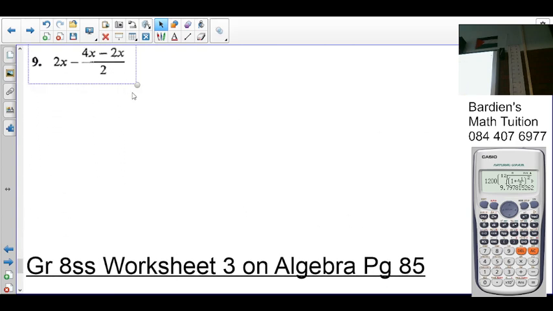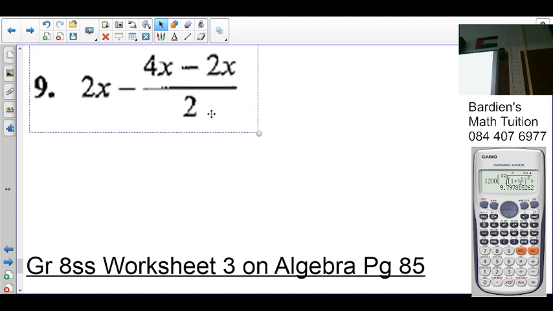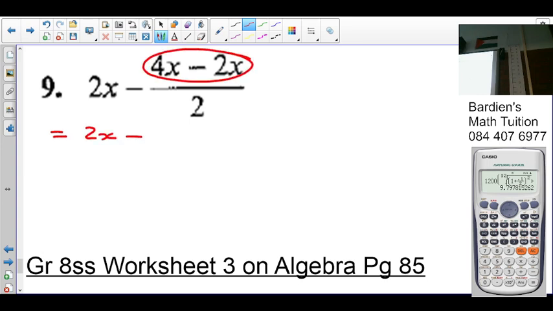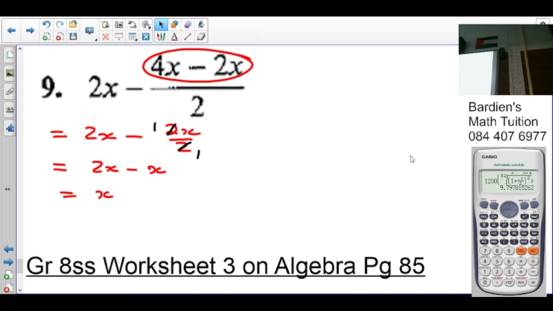Number 9. How many terms are here? 2 terms. Right. Also known as binomial. So it's going to be 2x minus. Is it like terms in the numerator? Yes. So 4x minus 2x, 2x over 2. 2 goes into 2 once, 2 goes into 2 once. So it's going to be x. 2x minus x. Okay.